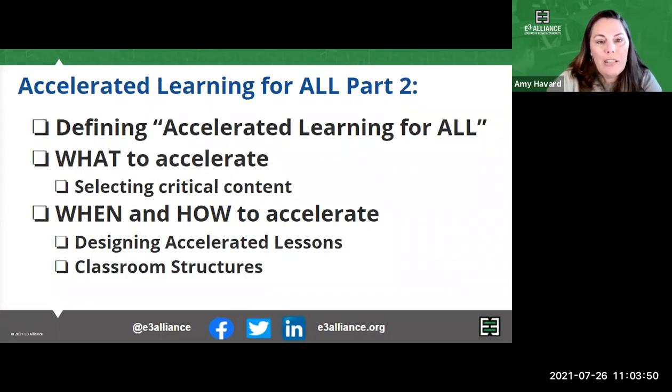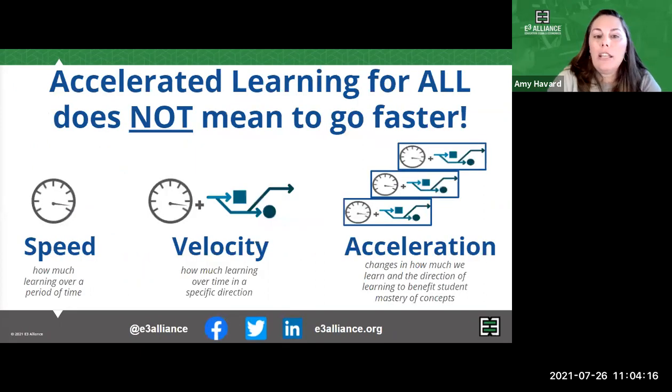So what are we going to actually talk about this morning? We're going to start by defining accelerated learning for all, then look at what it means to accelerate, what we actually have to focus our acceleration efforts on, and then lastly, looking at when and how we accelerate. So designing those accelerated lessons and looking at classroom structures that make it possible. But first, let's go into what it means when we say accelerated learning for all.